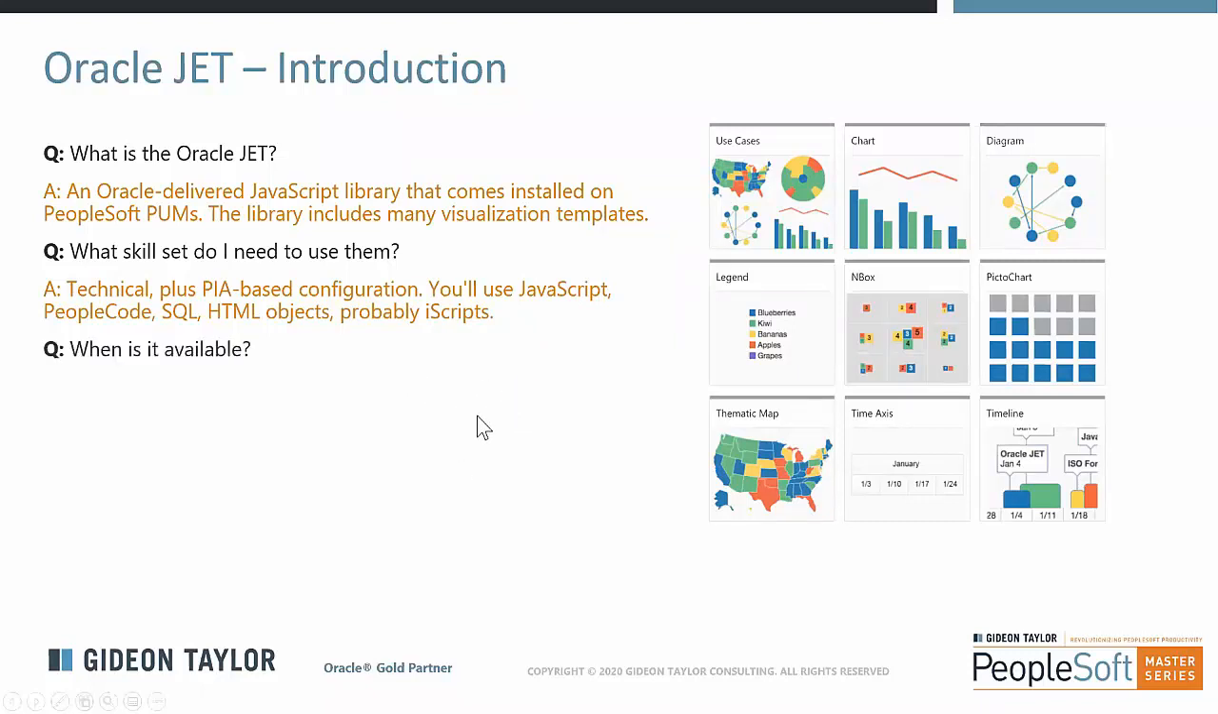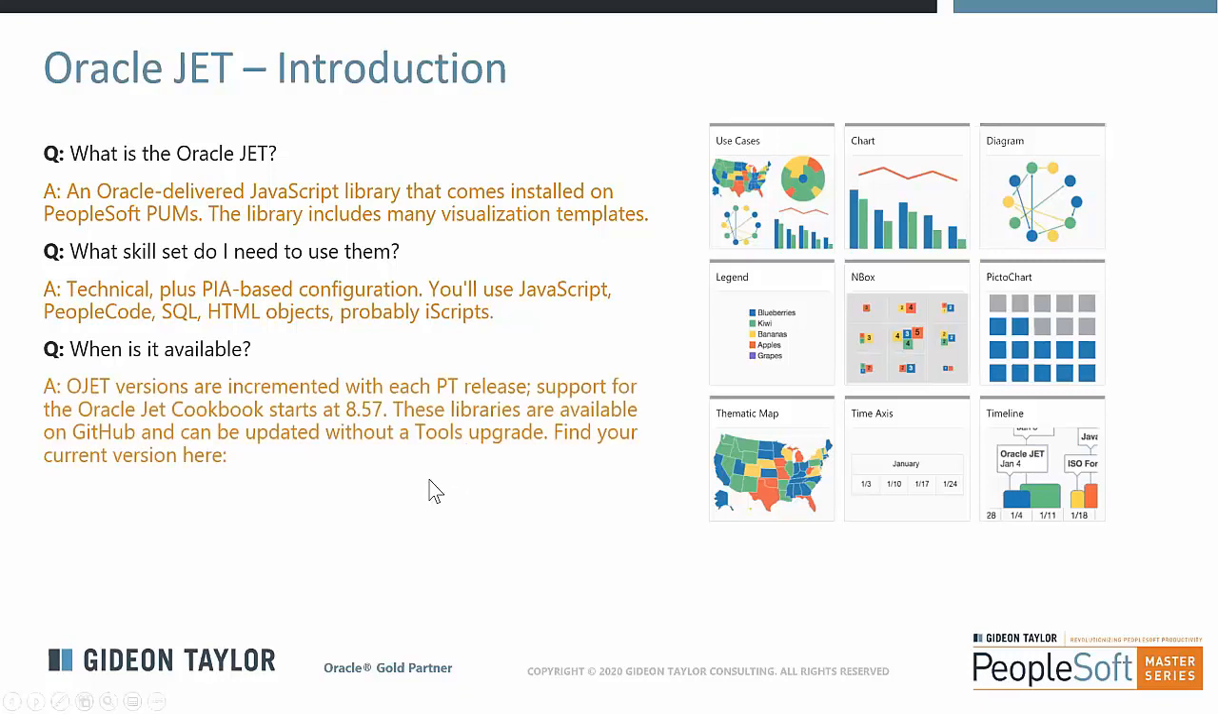lots of stuff. Oracle JET has been available for a long time, and the question is really what version you have access to. There is an Oracle JET Cookbook that you can look at online, and really an OJET version that supports the cookbook came out in 8.57. You'll find older versions available that let you do various things, but it's also something that you can add to. You can add updated libraries to your web server without having to upgrade PeopleTools if you want to. If you want to go see what version you've got, that's where to look.